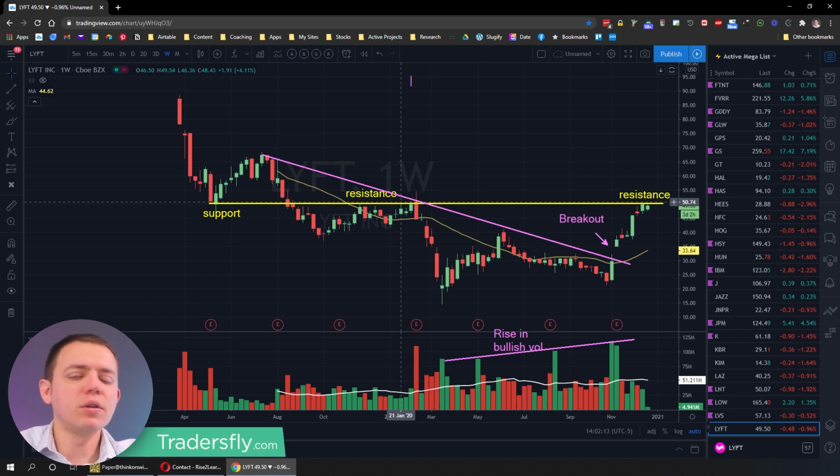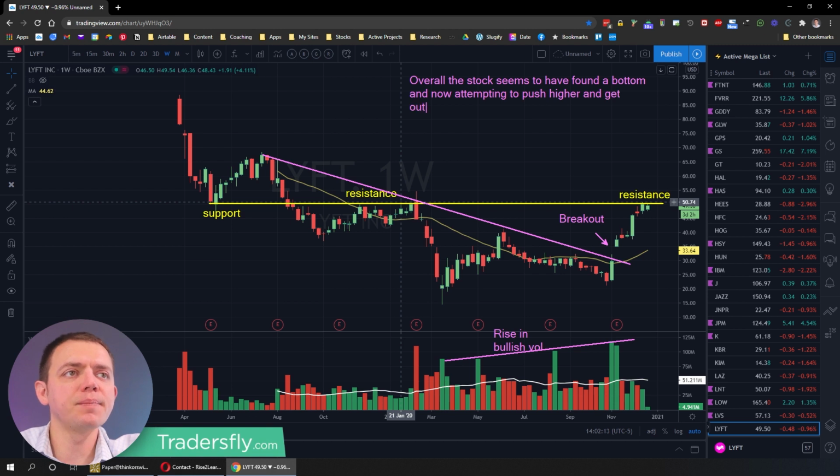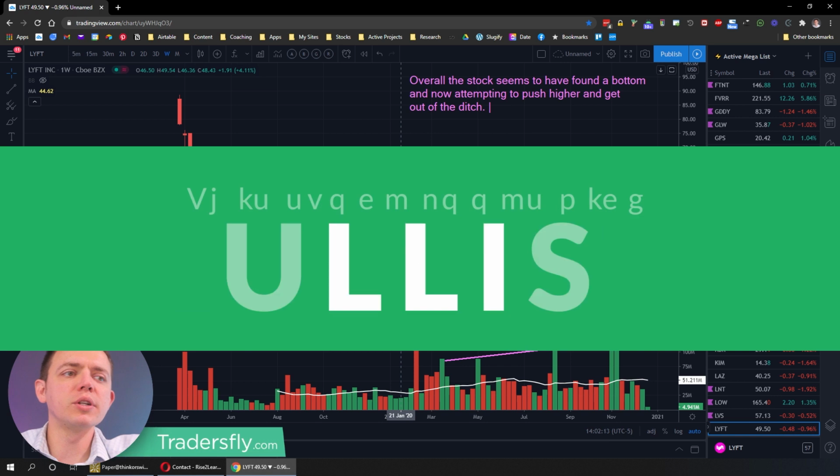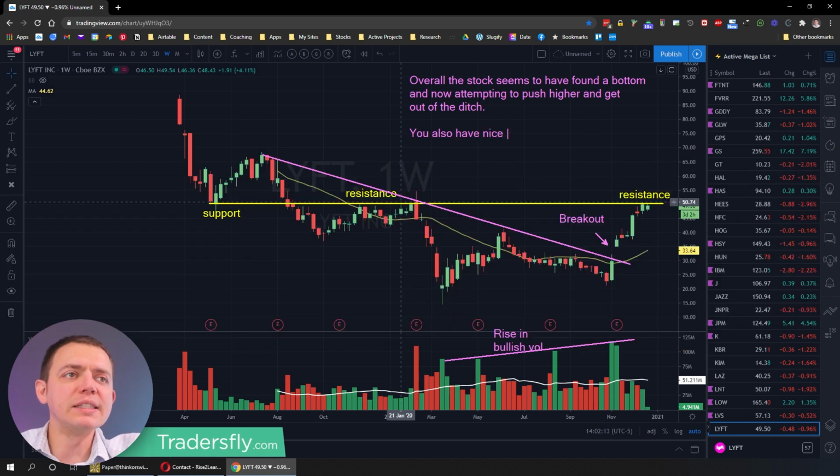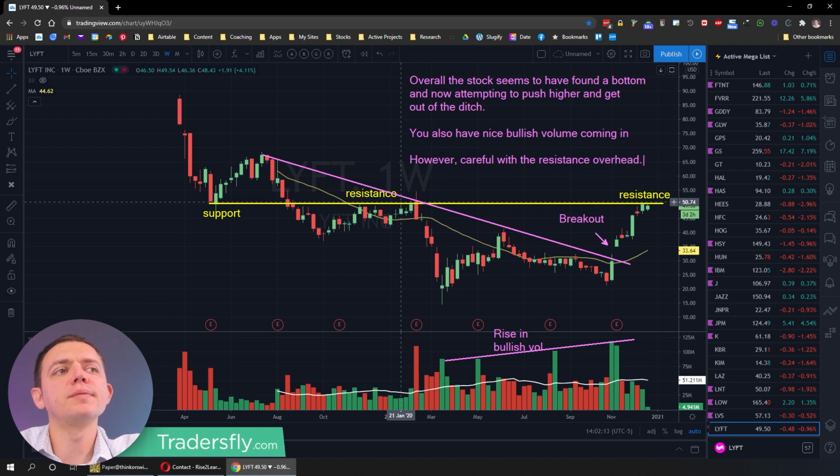So overall, the stock seems to have found a bottom and now is attempting to push higher and get out of the ditch. So that's a good sign. That's why I'm a little more bullish. You also have nice bullish volume coming in. However, careful with the resistance overhead. So that would be the area of concern, this resistance right now that you have. But beyond that, the stock's doing quite well from the bounce off of that bottom.